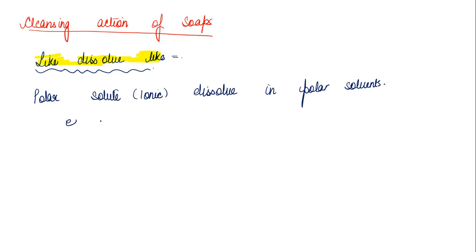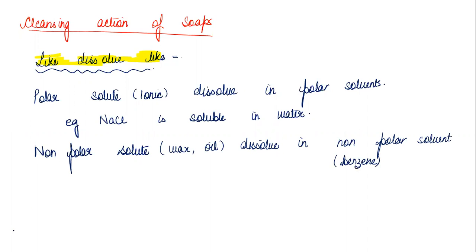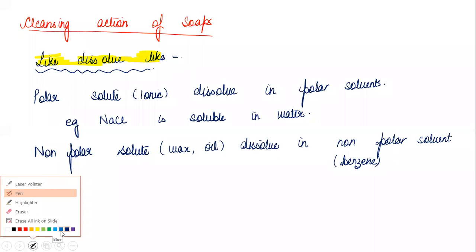Like I gave you the example also, NaCl is soluble in water. What is the reason for this? But we also did that non-polar solute will dissolve in non-polar solvent. Yes. So non-polar solutes, like waxes, oils, containing carbon and hydrogen, dissolve in non-polar solvents. Can you give me an example of a non-polar solvent? Ma'am, petrol, benzene. Yes, you can go with benzene. So that is the reason why oil is not soluble in water.